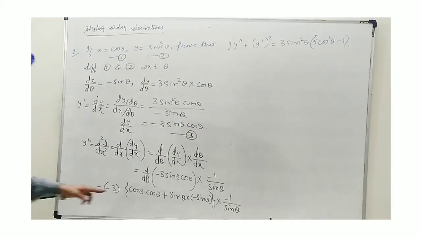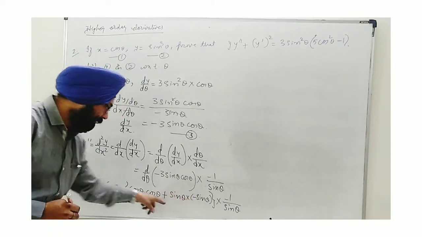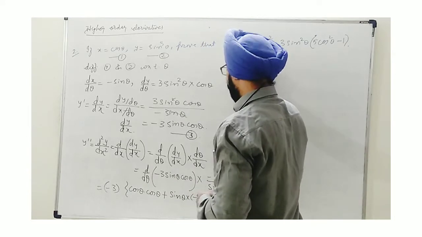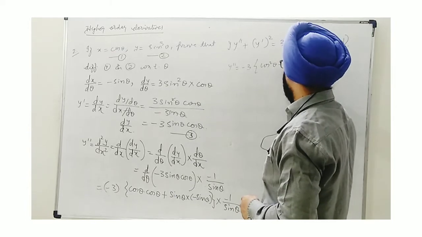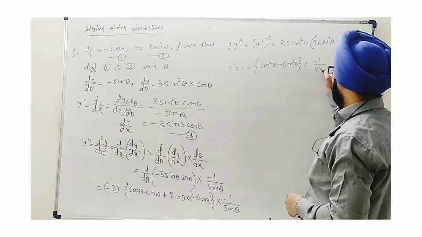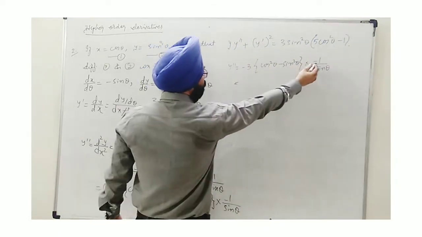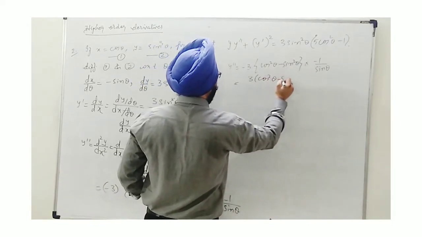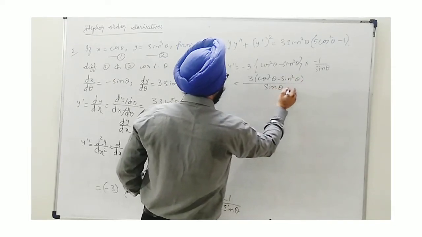Now we go ahead to simplify. This cos into cos will turn cos square theta, sin into sin, sin square theta with minus sign. So this can be written as y double dash we have obtained as minus 3 into cos square theta minus sin square theta into minus 1 upon sin theta. And finally, minus to minus will be cancelled out. We are left with 3 cos square theta minus sin square theta upon sin theta.